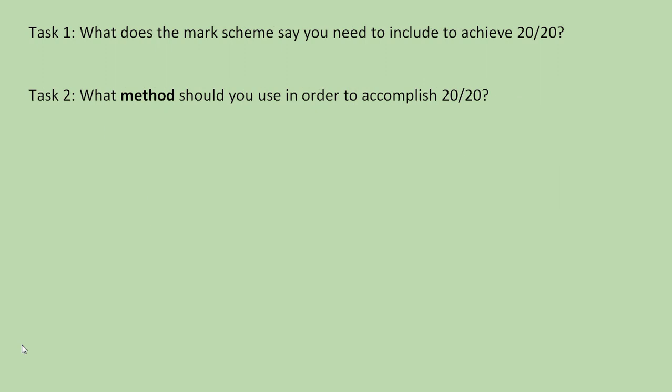Okay, so as a task for you to see if you've been revising, what does the mark scheme say you need to include in order to achieve 20 out of 20 for this question? And then secondly, what method should you use in order to accomplish perfect marks? So pause this now, note down or revise how you're supposed to do that before moving on.